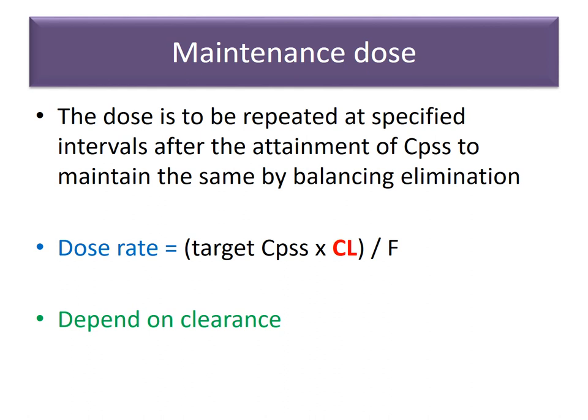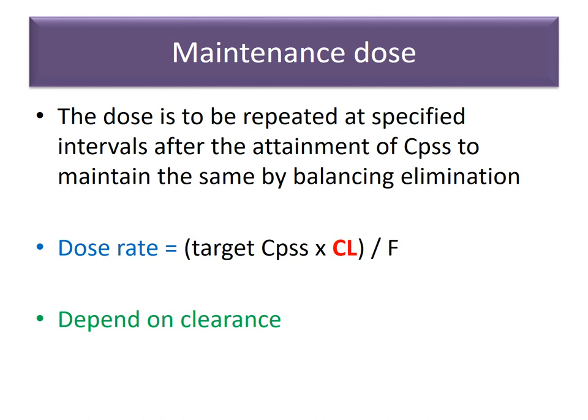Now the maintenance dose. We have to keep that same concentration in the blood, so we have to give some maintenance dose. This dose is repeated at a specific interval after the attainment of steady state concentration, to balance elimination. For reaching the steady state, we sometimes give a large dose or successive doses, but that is for the first time. We have to maintain that steady state for a long time in a prolonged treatment, and for that we give the maintenance dose, repeated at specific intervals to maintain the specific concentration.